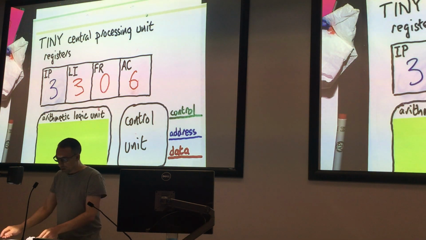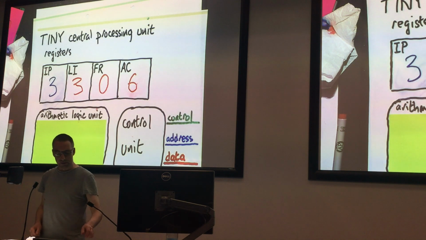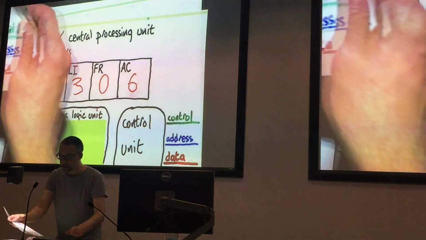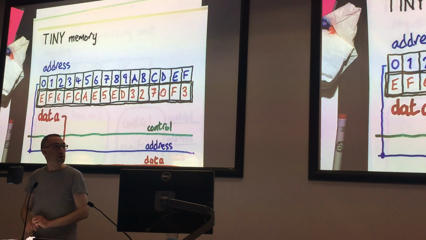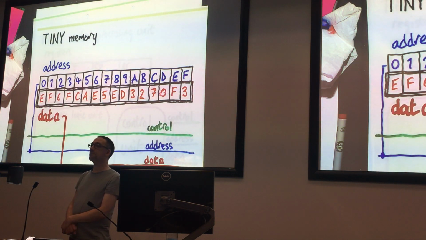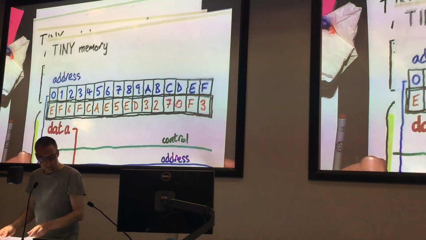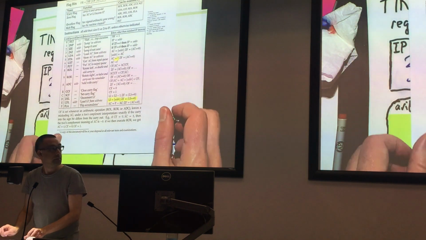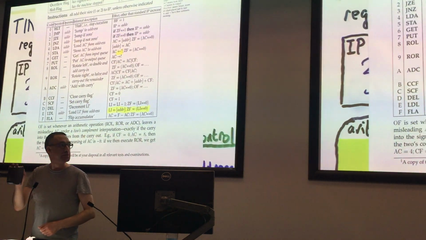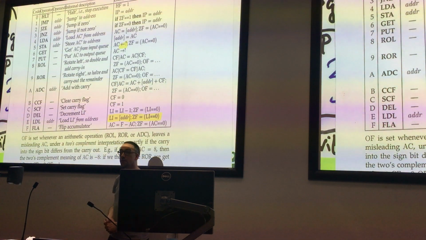Let's see. We've got to do an operator fetch. This time we're going to fetch from location 3. What's in location 3? F. All right. Let's decode F. F stands for flip accumulator.